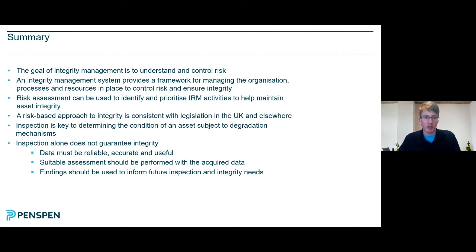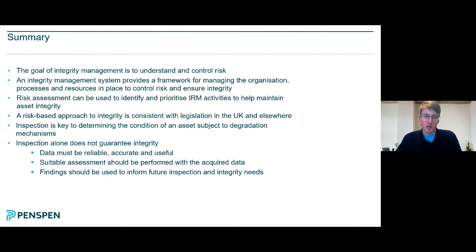A risk-based approach to integrity and risk-based inspection is acceptable under the UK legislation and is also found in a lot of code guidance. By directly linking risk to the frequency or periodicity of the integrity management activities that you perform, you can ensure that those activities are optimized and that you're only performing the activities that you need to, at the frequency that they should be performed, to maintain your risk at a tolerable level.